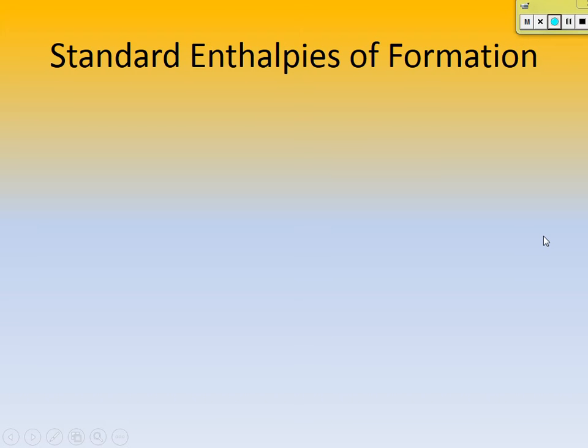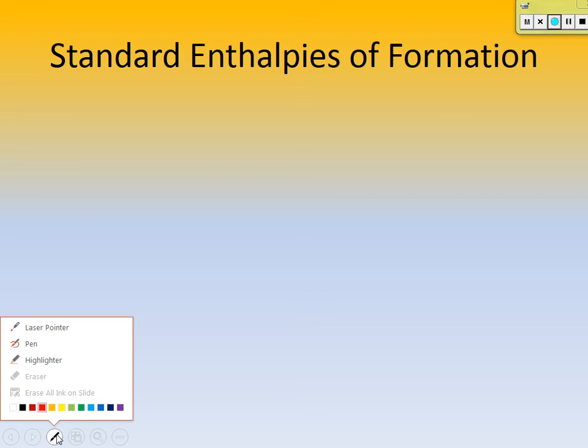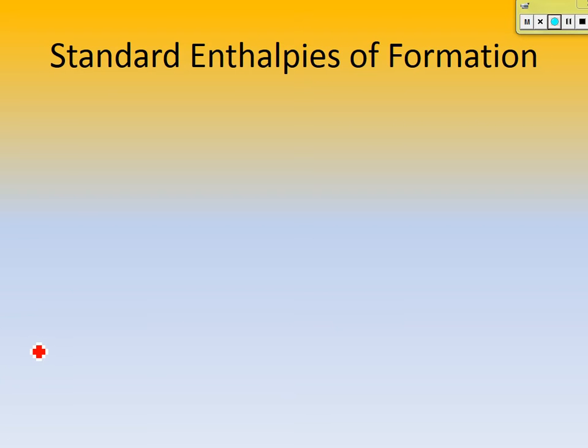Okay, guys, we're going to talk about the fourth way of calculating delta H today. The fourth way is called using the standard enthalpy of formation and using data tables in order to figure out what delta H is.